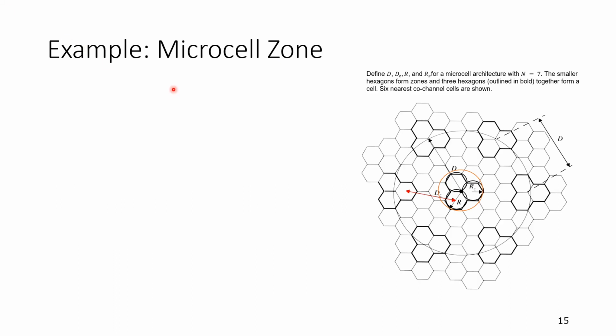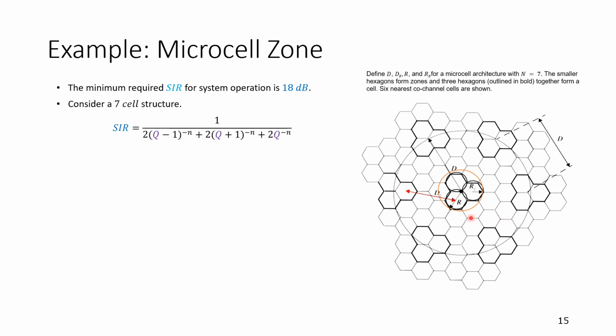Now let's demonstrate the concept of microcell, the microcell zone. Let's say that the minimum required signal to interference ratio is 18 dB, and we would like to use the concept of microcells now. Instead of using a radius R and distance D, we'd like to use the concept of microcell zone. So consider a 7-cell structure, and this is the more accurate equation to find the signal to interference ratio.